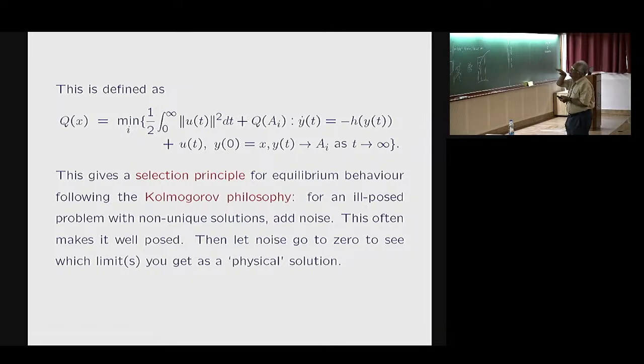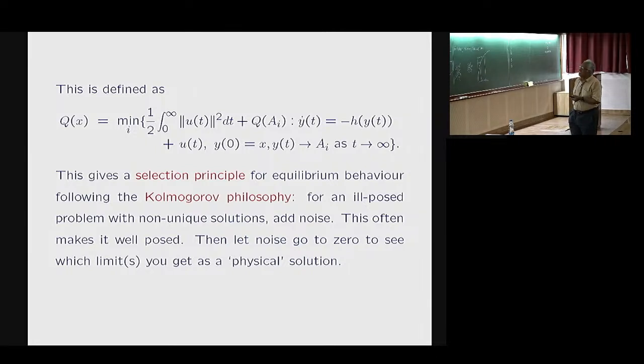Push it against the original flow towards some attractor, with the minimum energy. You may do that only asymptotically. So this is the energy taken to push this trajectory to a_i, minimum over all i. That gives you the quasi-potential, and this gives a selection principle for equilibrium behavior.